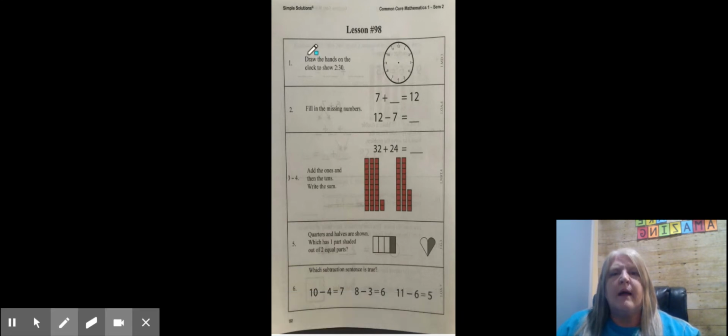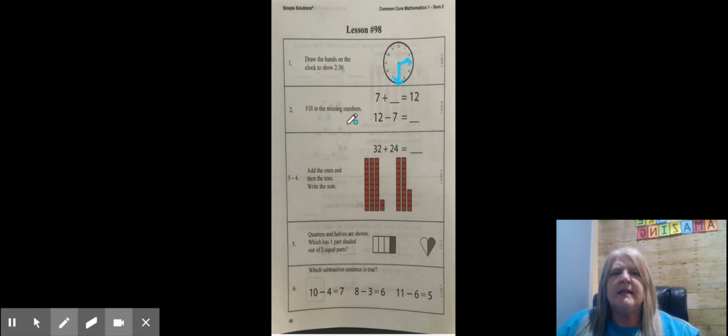So we will start with number 1. Draw the hands on the clock to show 2:30. So first, I'm going to start with the minutes, 30. That means the minute hand, the long hand, is going to go all the way down to the 6. And 2:30 means that it is just past 2. It's not directly on the 2. So it has to be a little bit past the 2 and not quite all the way to touch it. So it's in between the 2 and the 3. So that is 2:30.